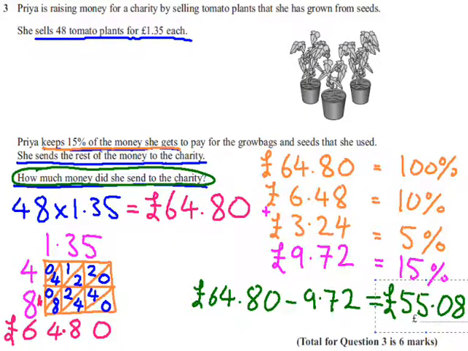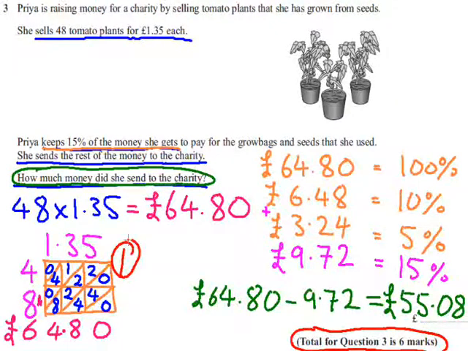Now question 3 is worth 6 marks. So let's have a look where we get those 6 marks. So you get 1 mark for a suitable method by multiplying 48 times 135. 1 mark for seeing the numbers 6, 4, 8. 1 mark for a suitable method to find 15%. 1 mark for taking that away from 100% to give you 85%.